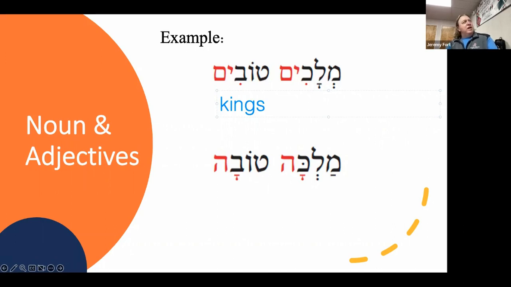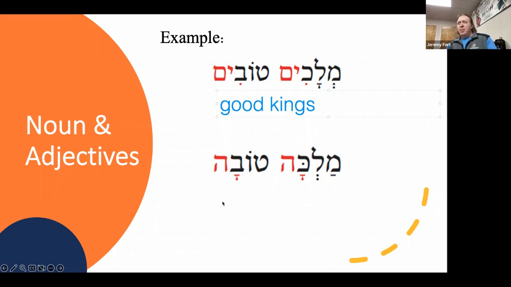So we might say something like "good kings," because the tov is describing the kings. Tov is my adjective. Kings are my noun. They match in gender, right? They're both masculine. They match in number. They're both plural. And they match in definiteness because they're both indefinite. This is any good kings. Okay?